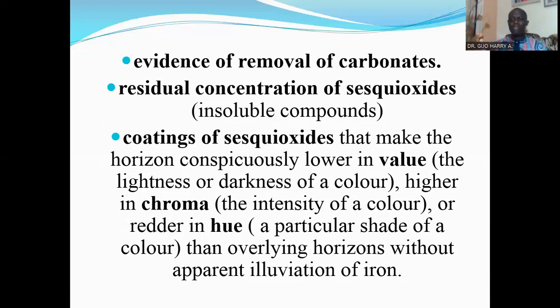You know, iron makes the soil either brownish or reddish. But the presence of these sesquioxides makes this soil have this reddish coloration. The presence of the coatings of sesquioxides on the particles of the B horizon makes the soil particles reddish in color.